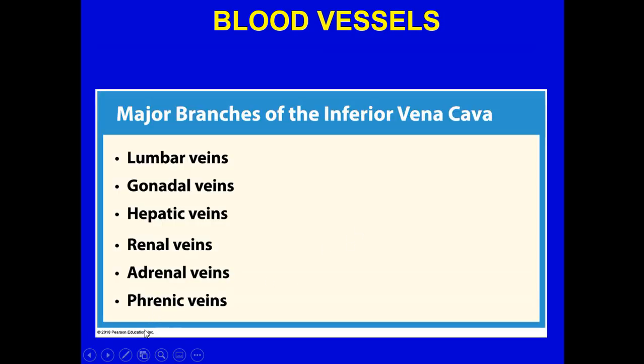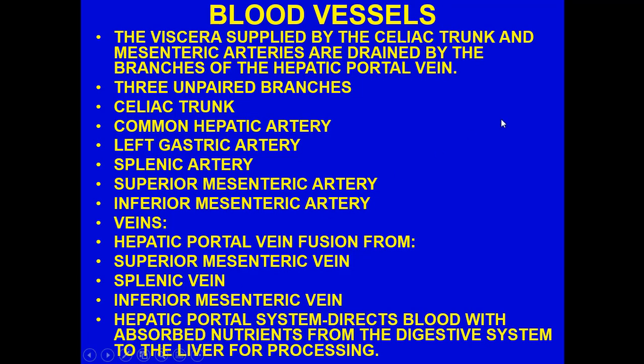Okay, so you see this here listed. Now the viscera are supplied by the celiac trunk and the mesenteric arteries and are drained by the branches of the hepatic portal vein. Now, three unpaired branches, arteries: celiac, common hepatic artery, left gastric artery. We've got the splenic artery. Now, those are all branches off of the celiac trunk.